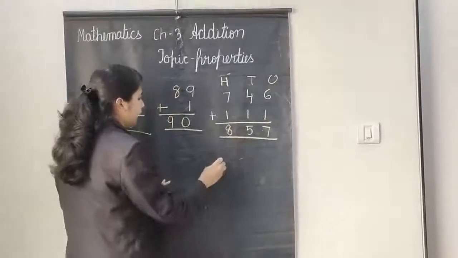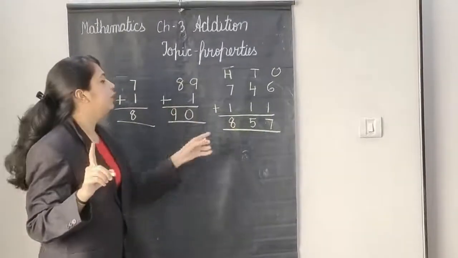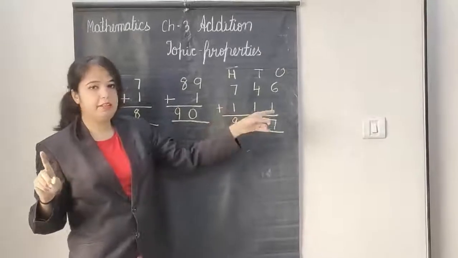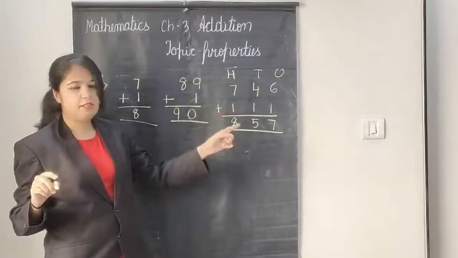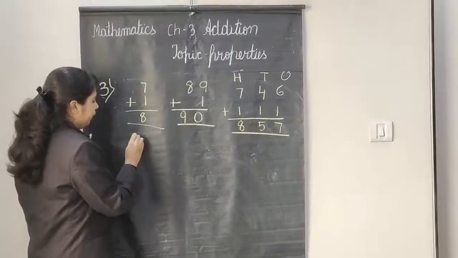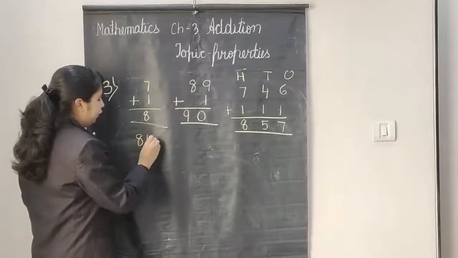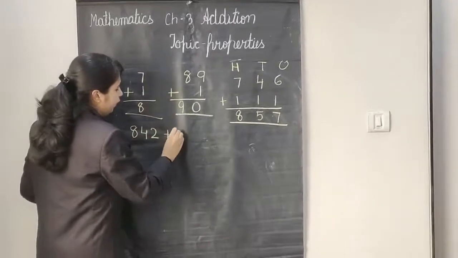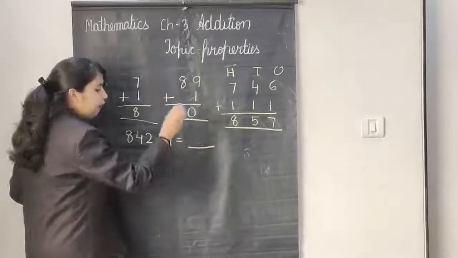Now suppose there is only 1 you have to add. Here we have plus 111, each number we add 1. But if I say 842 plus 1 in this blank manner.